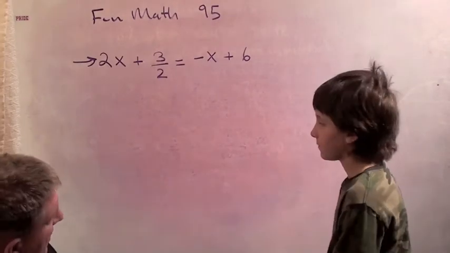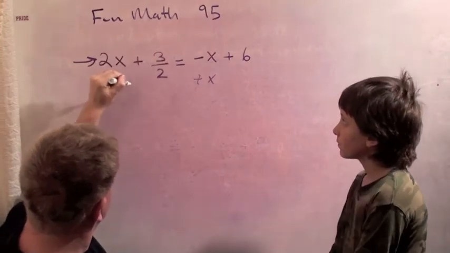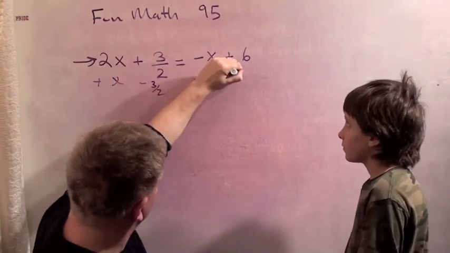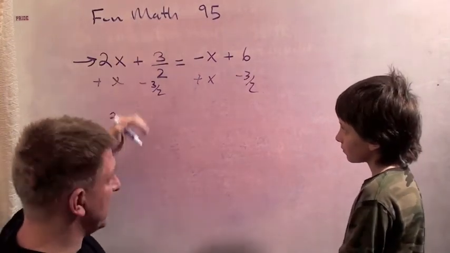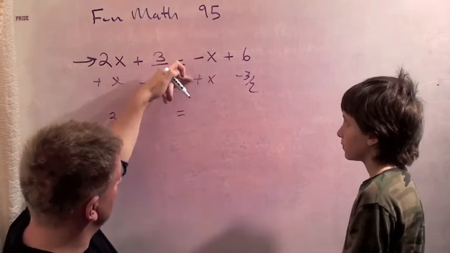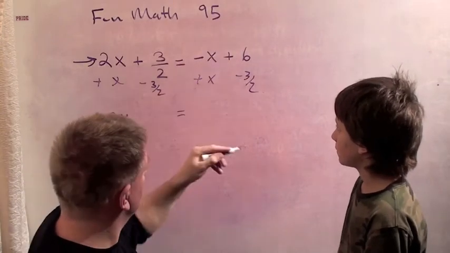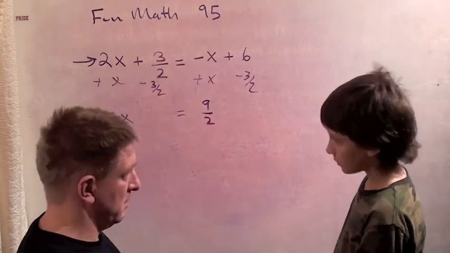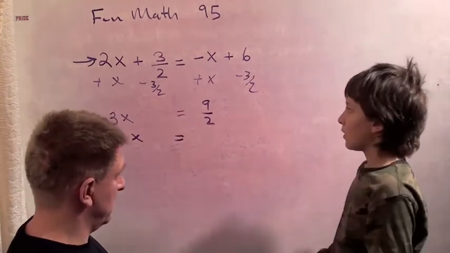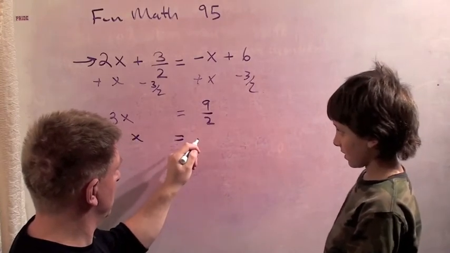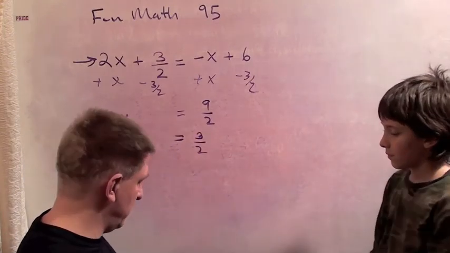We could have just grouped, without messing around with the fractions: we could have added an x to both sides, and subtracted 3 halves from both sides. So 2x plus x is 3x. 3 halves minus 3 halves is 0. Minus x plus x is 0. Now 6 minus 3 halves is 12 halves minus 3 halves, which is 9 halves. Now I divide 9 halves by 3. It's 9 halves times 1/3, which is 9/6, which is 3 halves. That's the other way to do it.